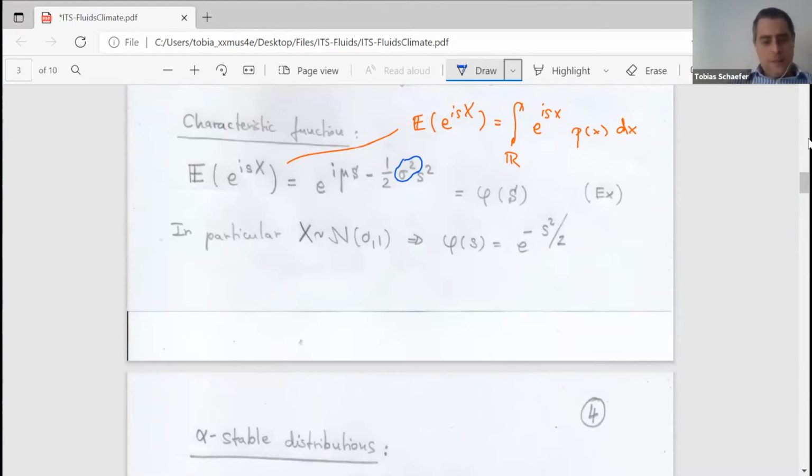Are there any questions up to this point? All good? All right. Just as a sort of quick check, who has seen alpha stable distributions before?